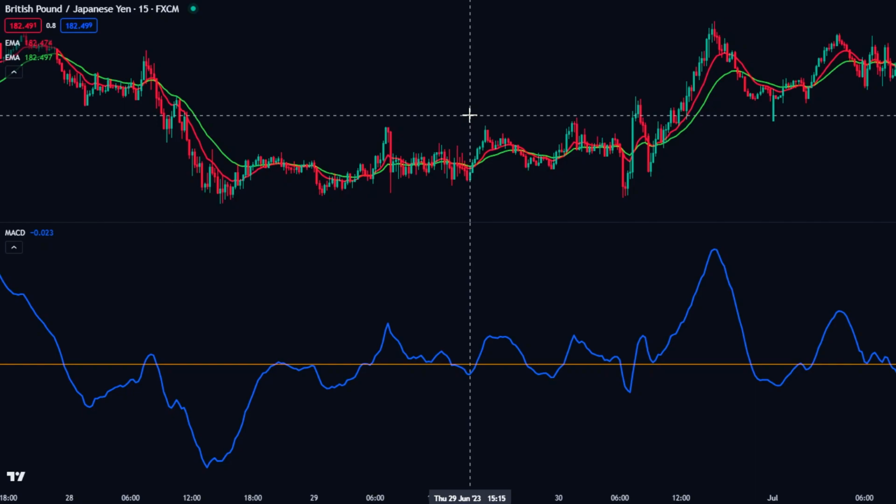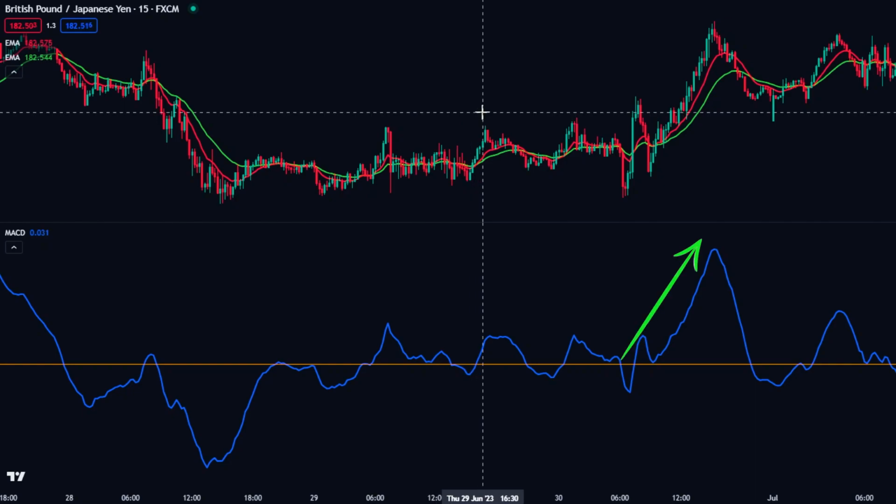There are a few indications we can get just by looking at the MACD line. First, when the MACD is above 0 and rising, that simply means we are in a bullish market and momentum is also bullish. When the MACD is above 0 but falling, that means we are either losing the bullish momentum or there is a bearish reversal happening. And when the MACD is below 0 and falling, that means we are in a bearish market and momentum is also bearish. When the MACD is below 0 but rising, that means we are either losing the bearish momentum or there is a bullish reversal happening.